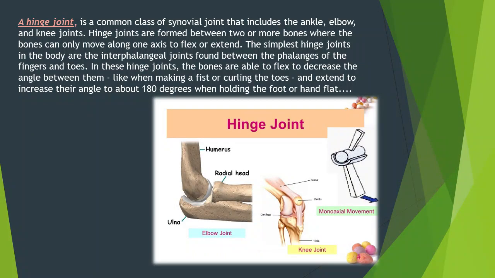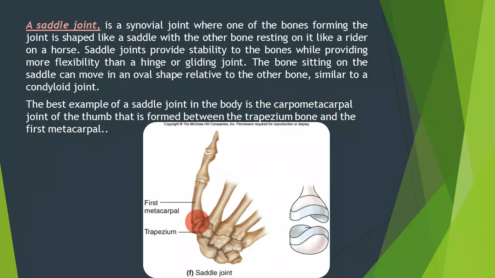foot or hand flat. A saddle joint is a synovial joint where one of the bones forming the joint is shaped like a saddle with the other bone resting on it like a rider on a horse. Saddle joints provide stability to the bones while providing more flexibility than a hinge or gliding joint. The bone sitting on the saddle can move in an oval shape relative to the other bone, similar to a condyloid joint. The best example of a saddle joint in the body is the carpometacarpal joint of the thumb that is formed between the trapezium bone and the first metacarpal.